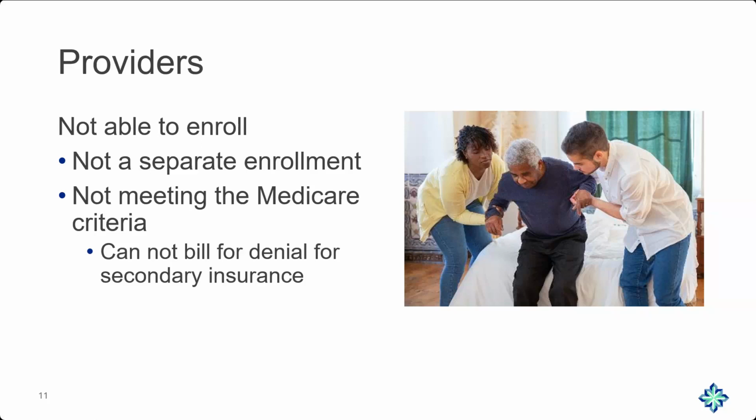A couple of things to keep in mind. If you try to bill us for this provider, we will not be able to process your claim. Okay, we can't do it. Even if a secondary insurance wants that denial, there's nothing we can do with it. We can't process that claim. That provider is not in our enrollment system as an active provider.